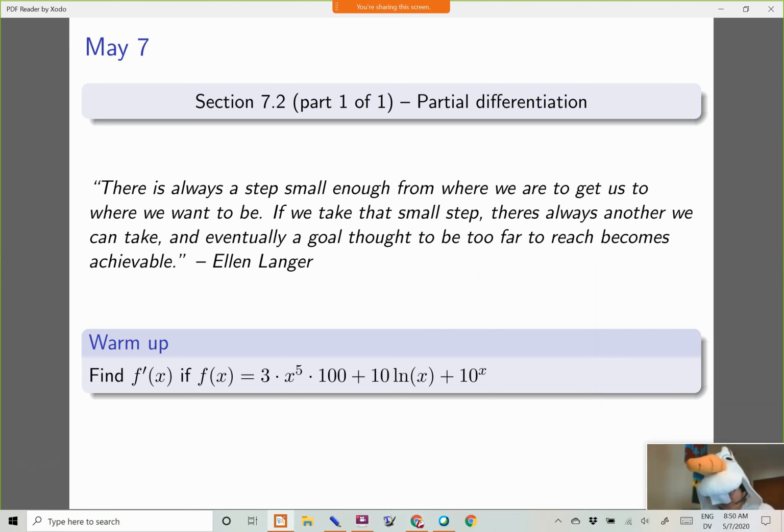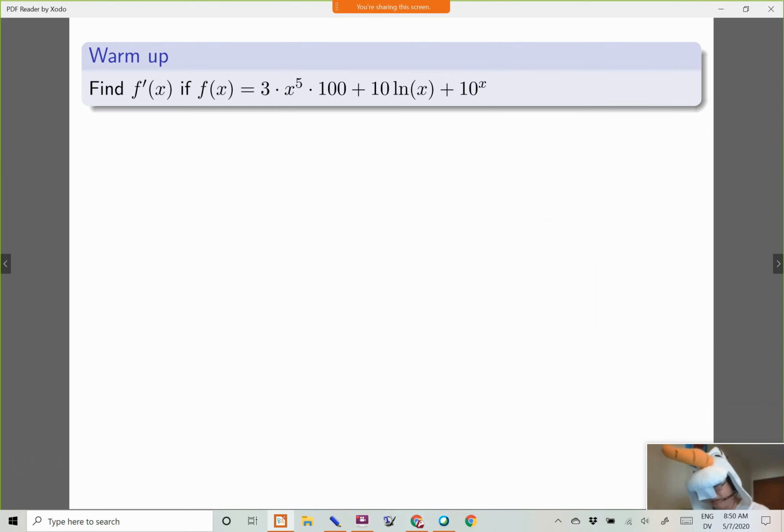Let's see. So as a warm up, I wanted to look at f of x equals 3 times x to the fifth times 100 plus 10 ln of x plus x to the 10th. Find the derivative. Today we're going to talk about this thing called the partial derivative. It's a little strange at first, but I think once you get used to it, it's actually okay. And it's a great excuse to review derivatives, since we've been doing so much antiderivative stuff. It'll be good to get a chance to do some derivative review.